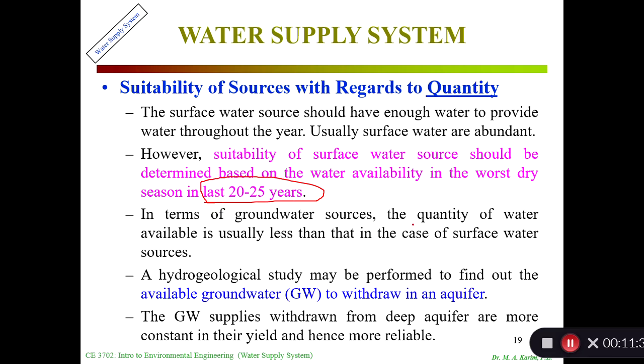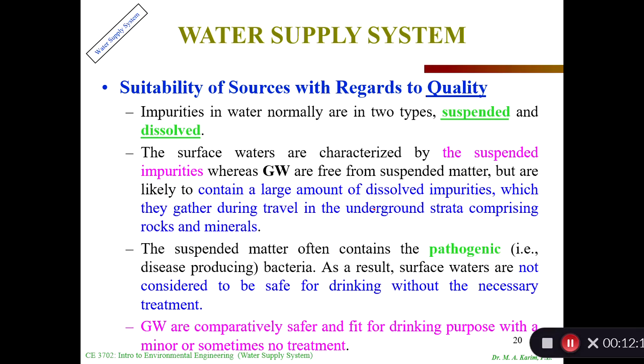So in terms of the groundwater sources, the quantity of water available is usually less than in case of surface water. This is obvious. But again, in the groundwater, we can run different models to find the amount of water available. So a hydrological study may be performed to find the available groundwater to withdraw from an aquifer. The groundwater supplies withdrawn from a deep aquifer are more constant in their yield and hence more reliable. But the issue is if you go to the deep aquifer, you have to dig more, then you have to spend more money to install the what is called the tube well, right?